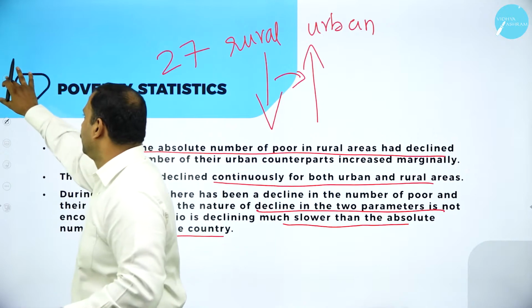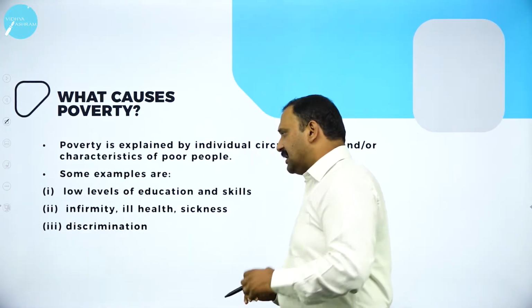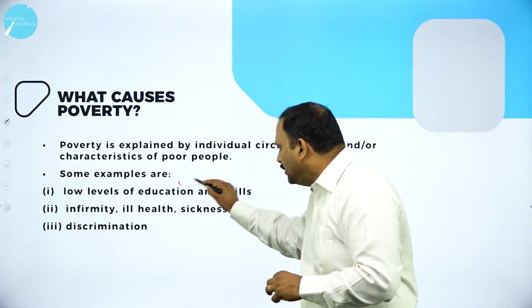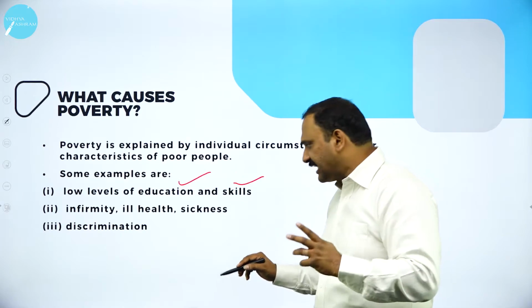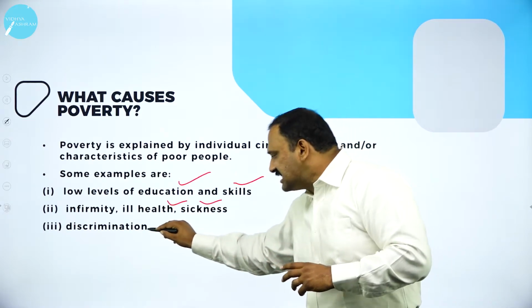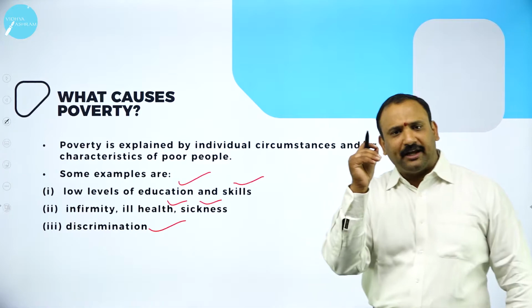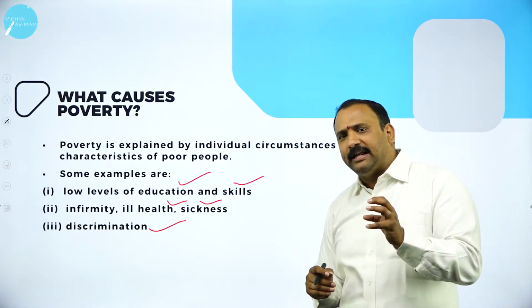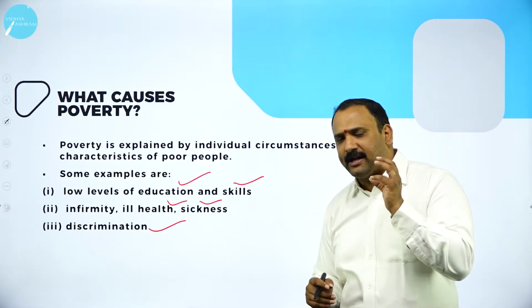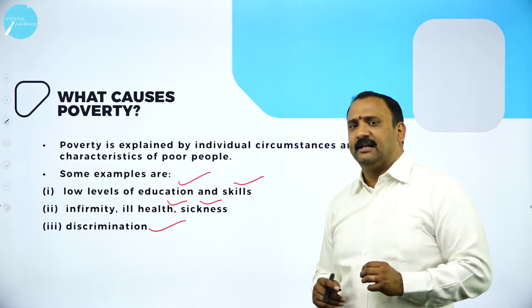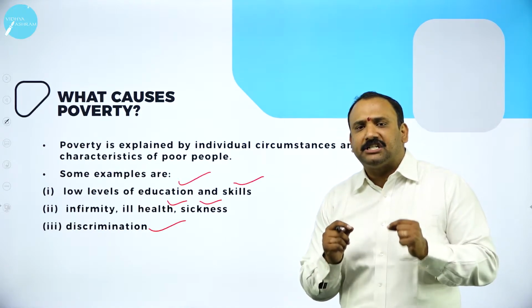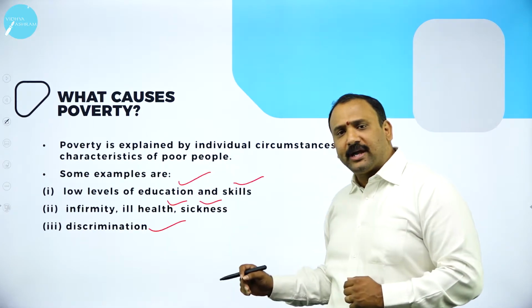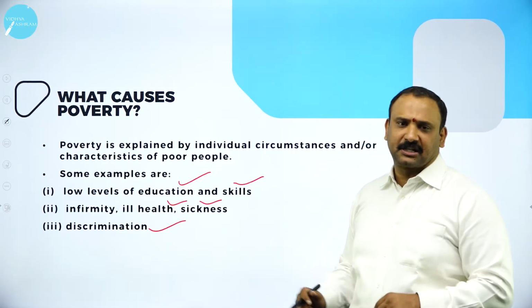Moving forward, what causes poverty? Some of the examples of poverty I want you to understand. One is the low level of education and skill. The second factor is health and sickness. Discrimination. This is one word which I would like you to spend some time with. In India, the reason for poverty is not just income. That's where I like to emphasize again and again. Income will not be a yardstick for measurement. What will be the true yardstick for measurement is the education, the health factor, and discrimination.